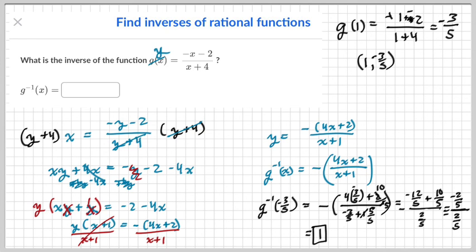Okay, so when I plug negative 3 over 5 into my inverse function, I get 1. You see how these are exactly the opposite? They switch spots. That's what makes an inverse function an inverse function.